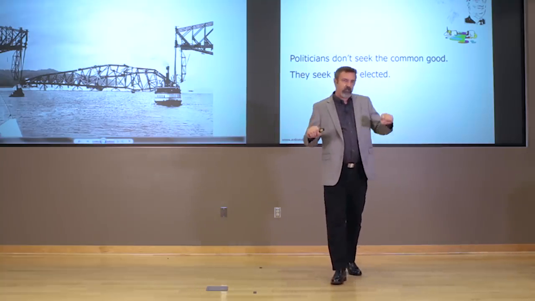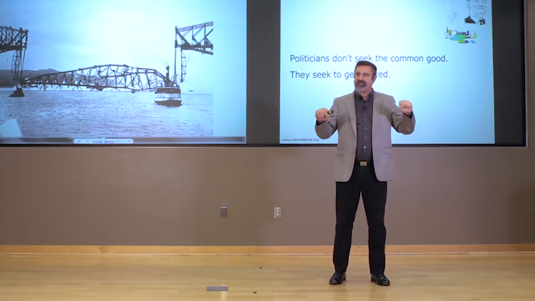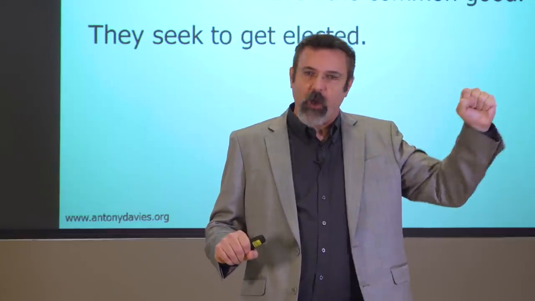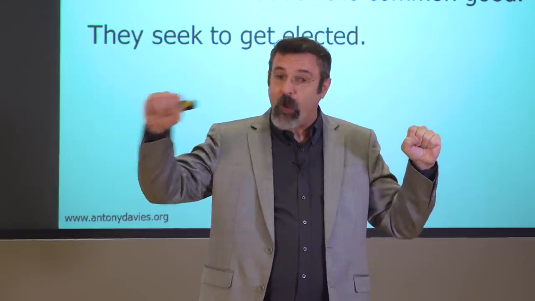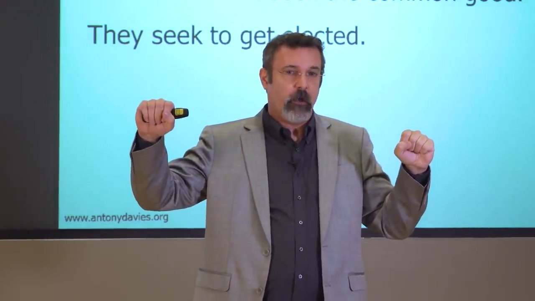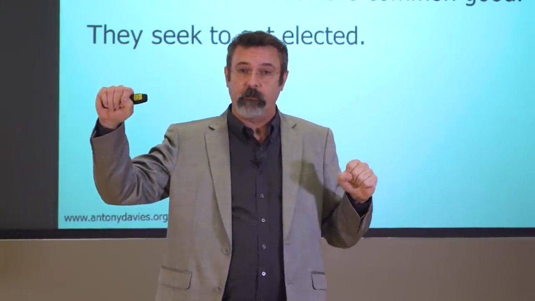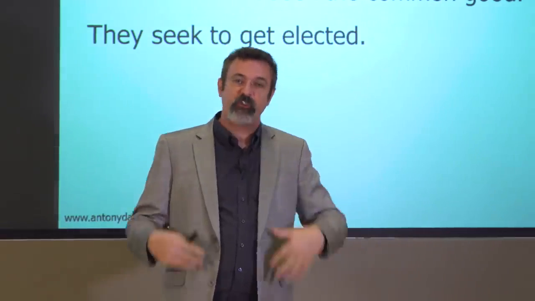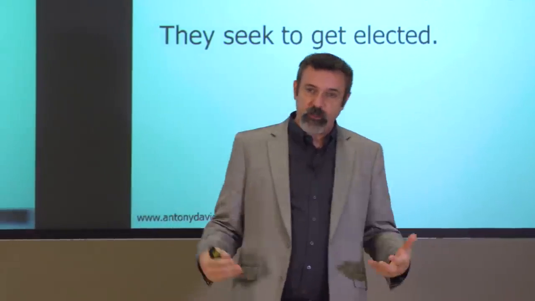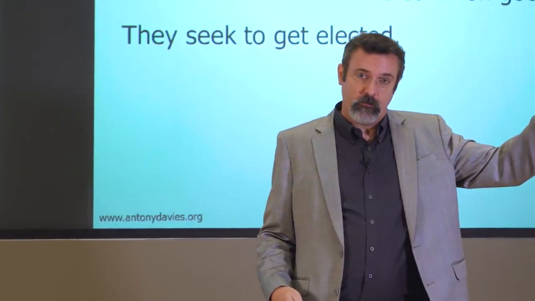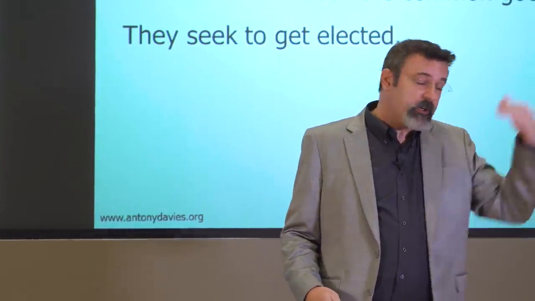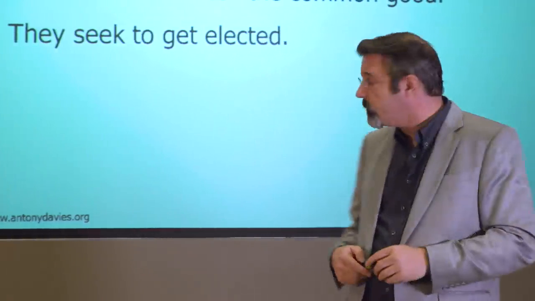If you give me two politicians who are equal in every way except one, this guy's primary motivation is to seek the common good, where this guy's primary motivation is to get elected. On average, this is the guy who's going to win. And consequently, on average, the politicians that you will get are politicians whose primary duty is to get elected. And seeking the common good is something further down the list.